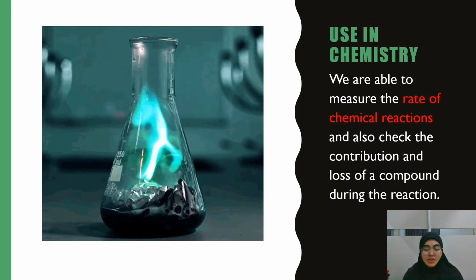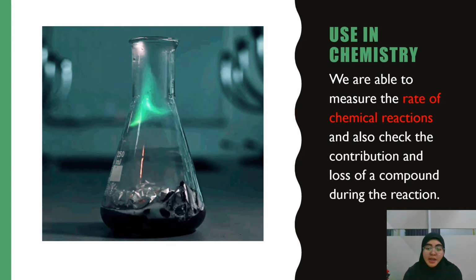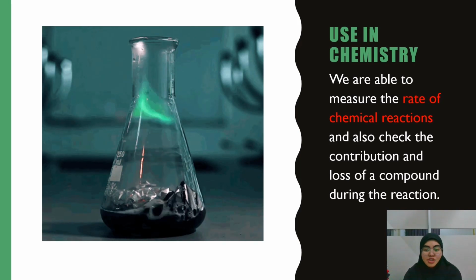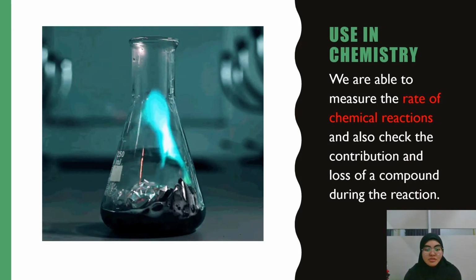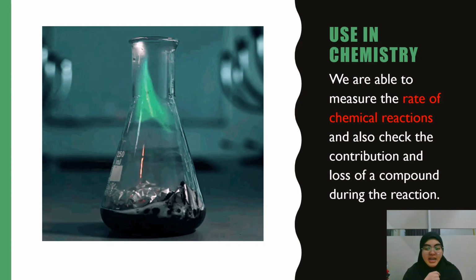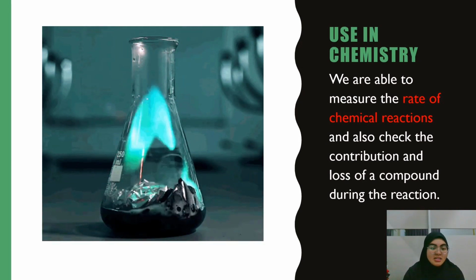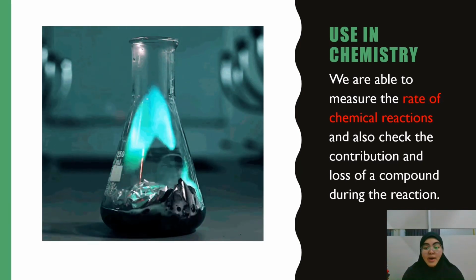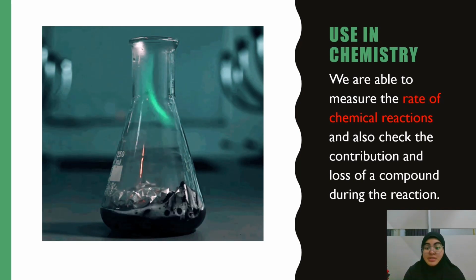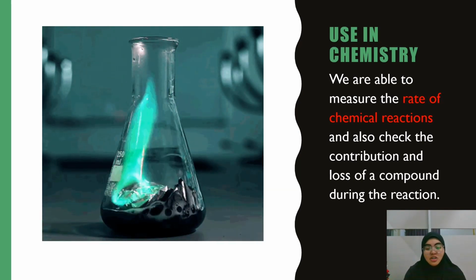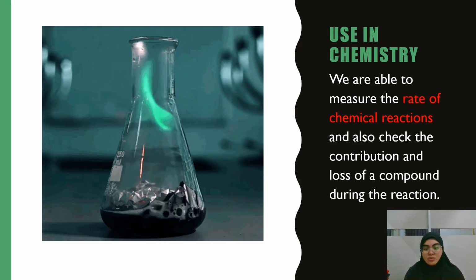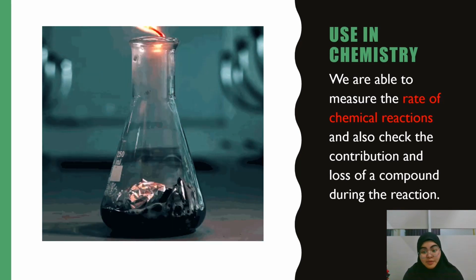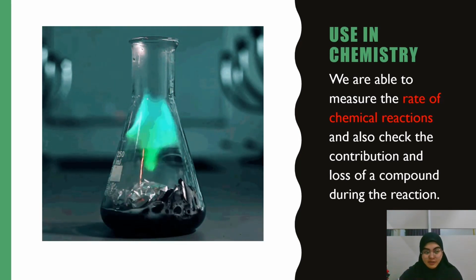Next is its use in chemistry. We are able to measure the rate of chemical reactions and also check the contribution and loss of a compound during a reaction. As you can see in that slide, a metal foil is burning inside there. So by using differentiation and specifically related rates, we can check the contribution and loss of compound during the reaction. So that concludes the examples for real-life applications of differentiation.